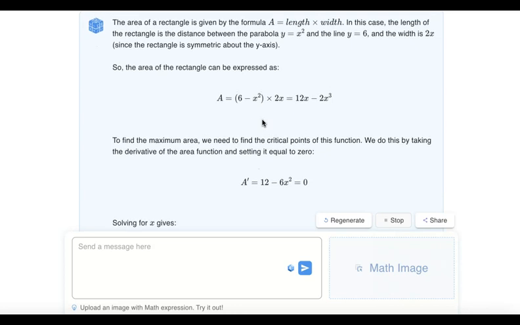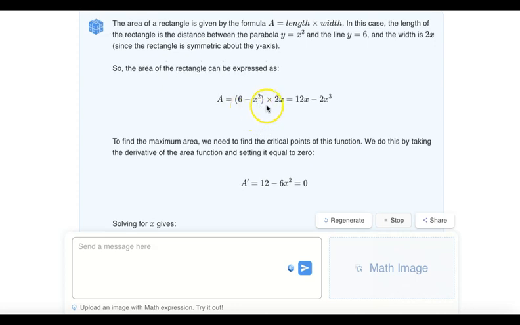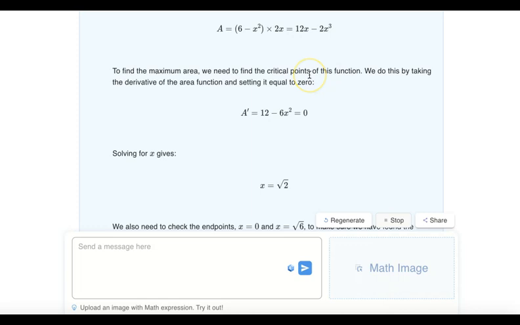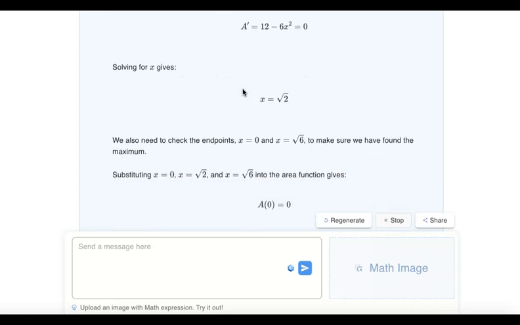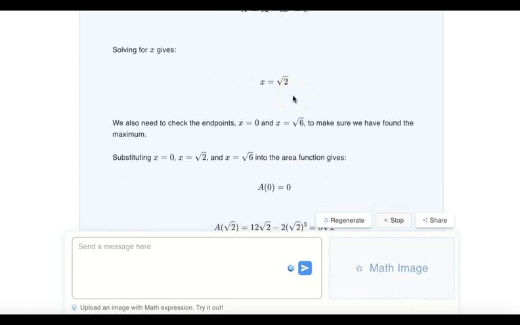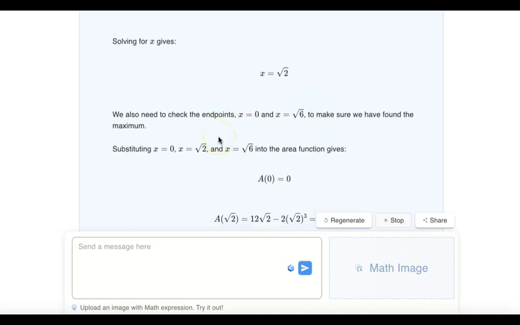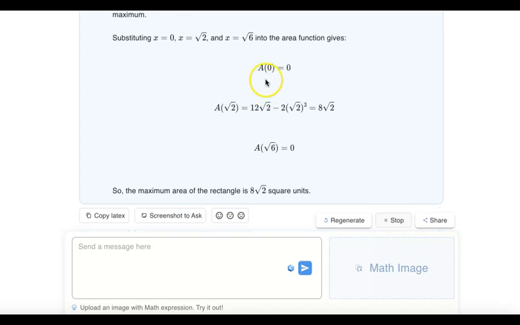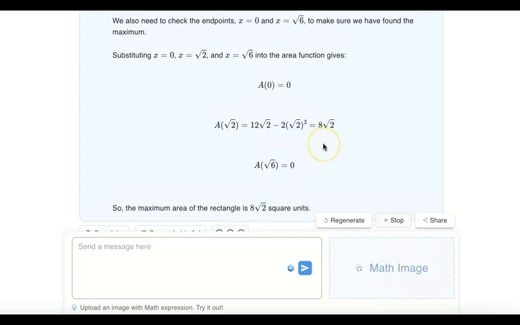And you can ask follow-up questions, which we'll do in a second. 6 minus x squared times 2x, which is perfect. And then it says we need to find the critical points, which is the same exact language that we're familiar with. We do this by taking the derivative and setting it equal to 0. So we solve for x, and we get x equals root 2. We also need to check the endpoints, which I didn't even do. This is like catching me. This is really good. Then substituting them all in, A of 0 is 0, A of root 2 is 8 root 2, and A of root 6 is 0. So the maximum is obviously 8 root 2, and so that's the answer.